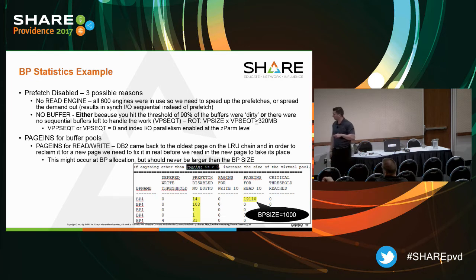So here's an example of a customer that I work with, and this is funny because this is off their third-party vendor tool. At the top is their rules of thumb. If anything other than page ins is 0, increase the size of the pool. Well, he didn't put if page ins is greater than 0, then you should shrink the pool. So in this case, in the course of 5 minutes, he paged in 19,000 frames for a buffer pool that's 1,000 buffers. So he cycled through the whole thing 19 times. That application never finished, right? He's going out to the disk the entire time.